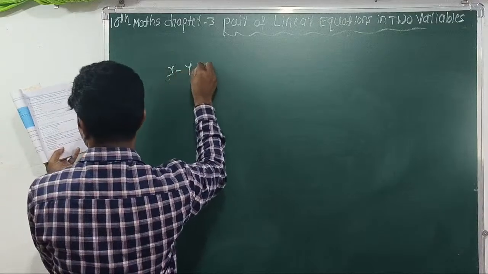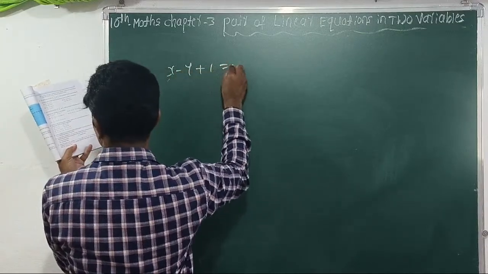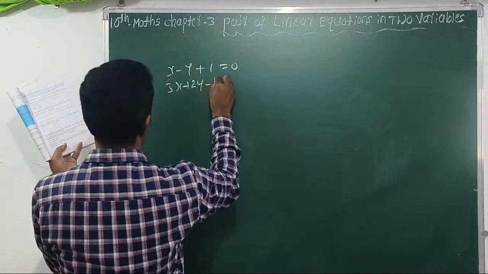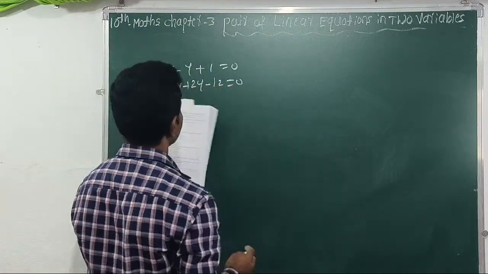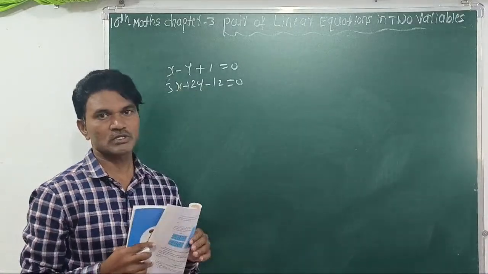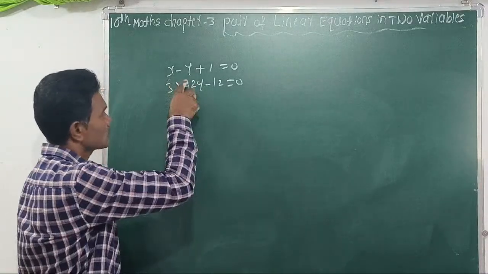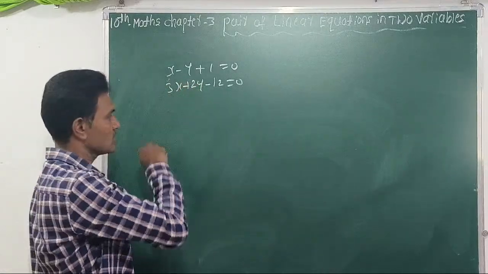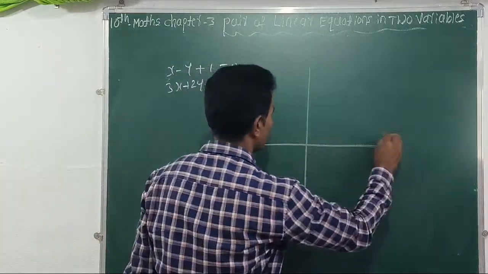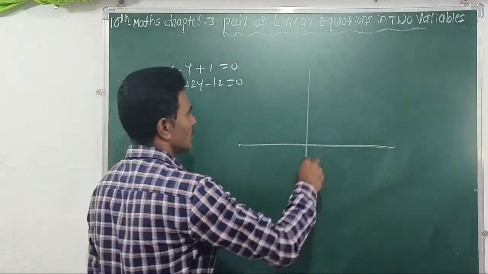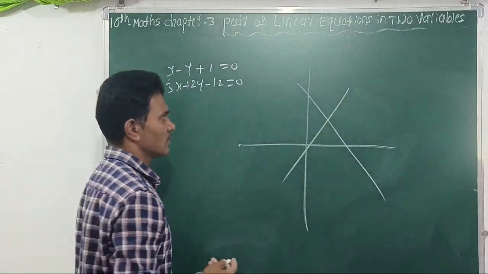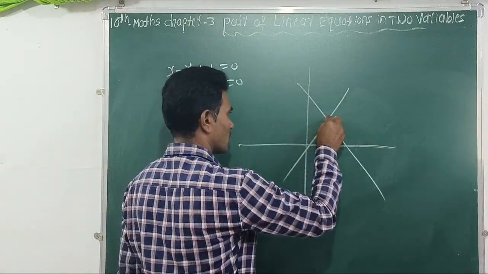x minus y plus 1 is equal to 0, 3x plus 2y minus 12 is equal to 0. They have given two equations. First we have to solve these two equations graphically. First we have to construct a table for these two equations. After that we are going to plot a graph. You got a graph like this.